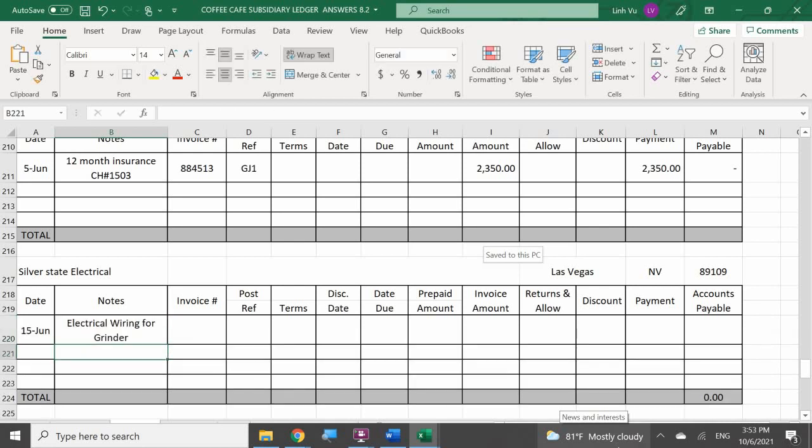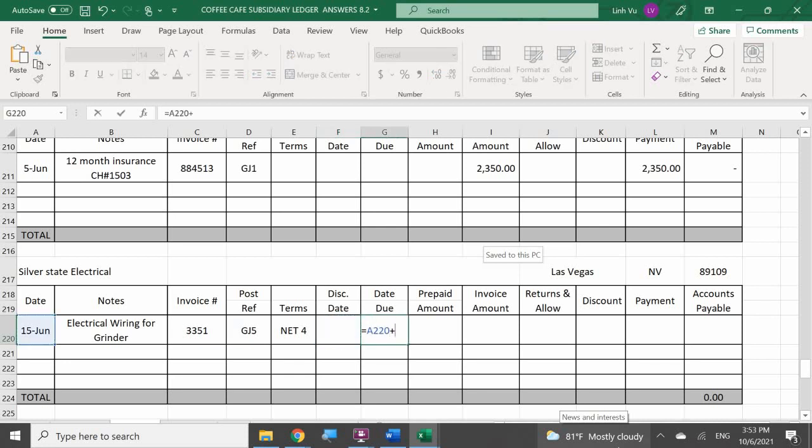So the invoice is 3351. We have page 5, and the term is net 4. So the due date is going to be the 19th. Due date is going to be the 19th. Okay, good.